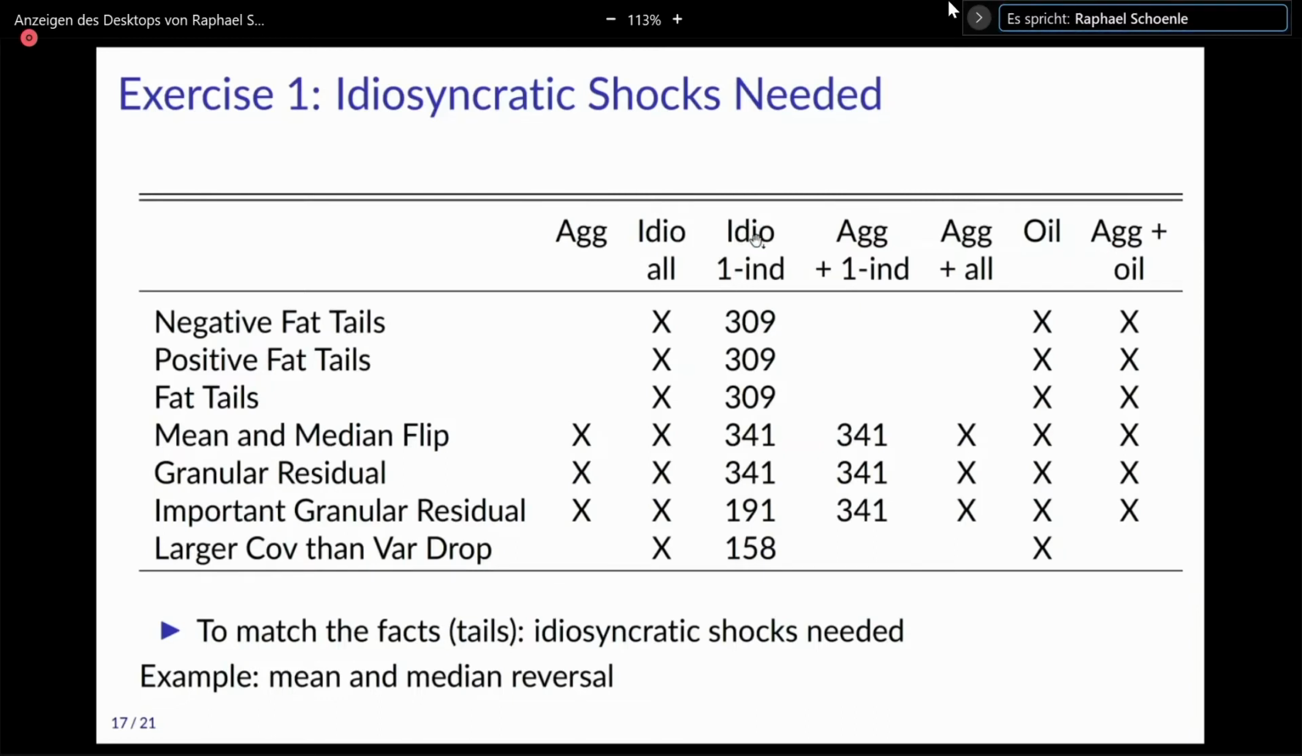The third one allows for idiosyncratic shocks to one sector out of all 341, going through 341 possible permutations of the economy, and then different other combinations of these first calibrations. And going across the rows, you see summaries of the different facts we have, and you can clearly see, where we mark X for success in matching a fact, that we need idiosyncratic shocks in some form or another in order to match our facts, in particular at the tails.